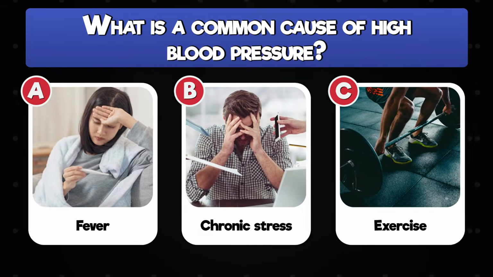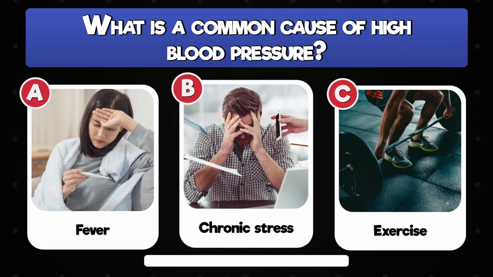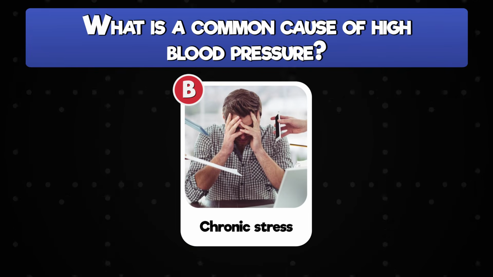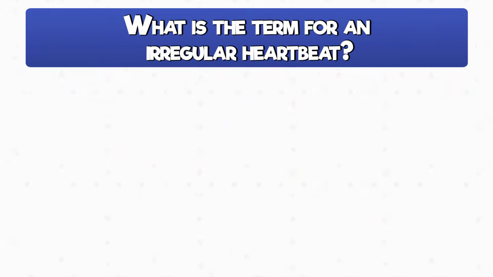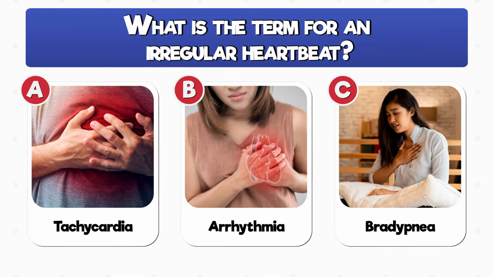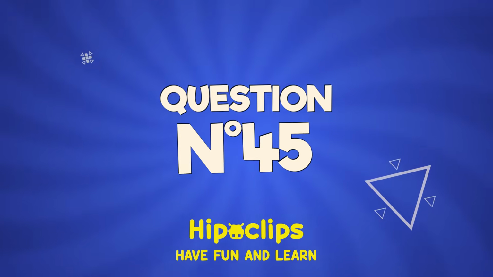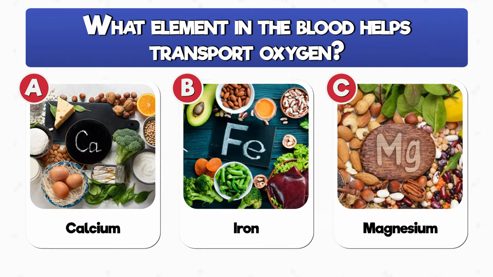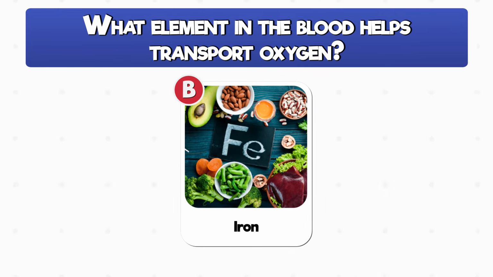What is a common cause of high blood pressure? Chronic stress. What is the term for an irregular heartbeat? Arrhythmia. What element in the blood helps transport oxygen? Iron.